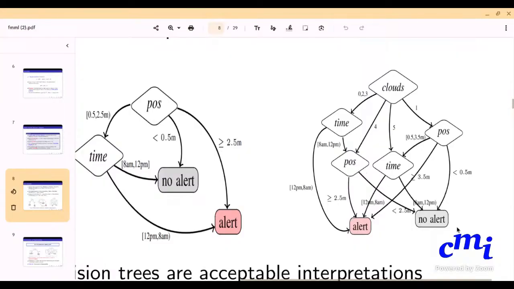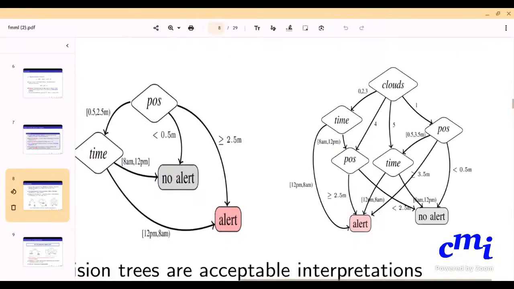Therefore, each instance of the predicate can have a different partition, right? Here it is either greater than 2.5 or less than 2.5. There are only two partitions for that instance of the predicate, whereas here there are more.